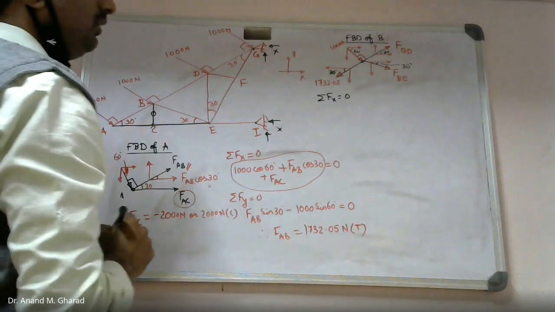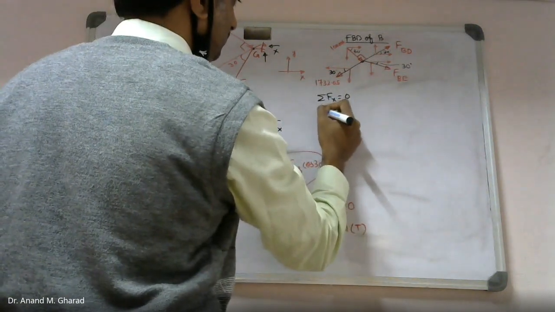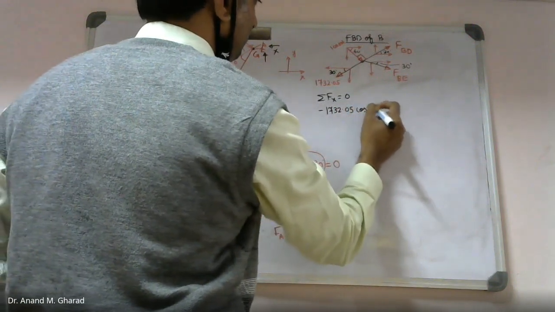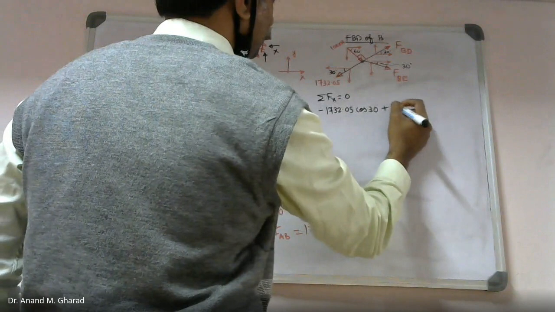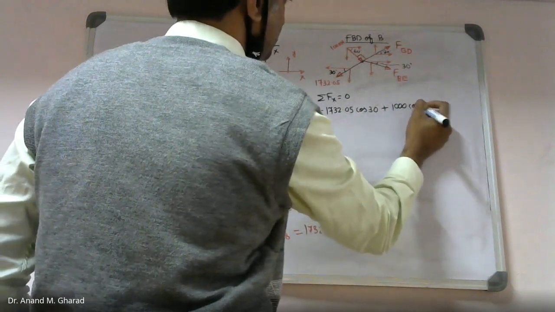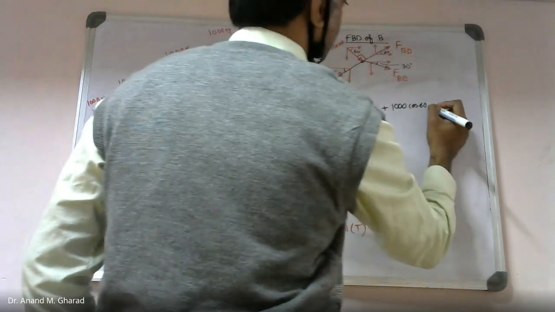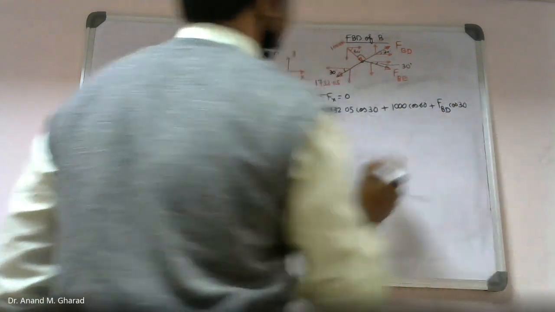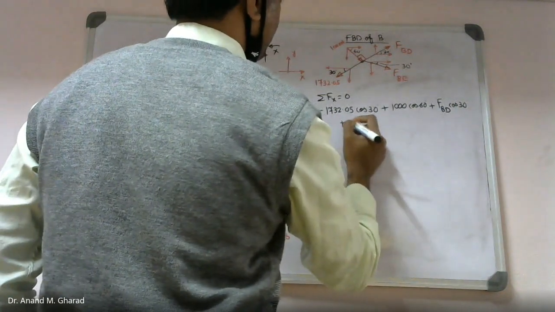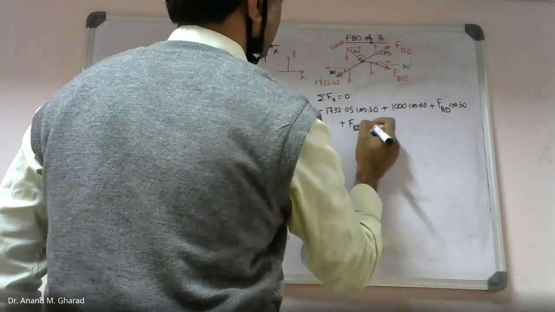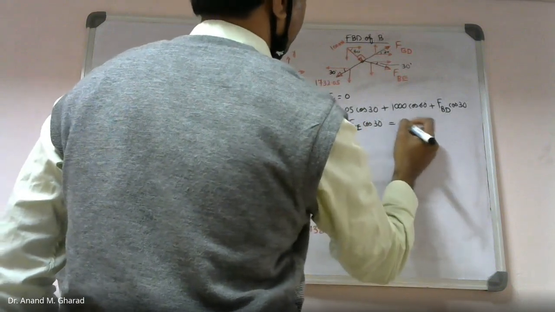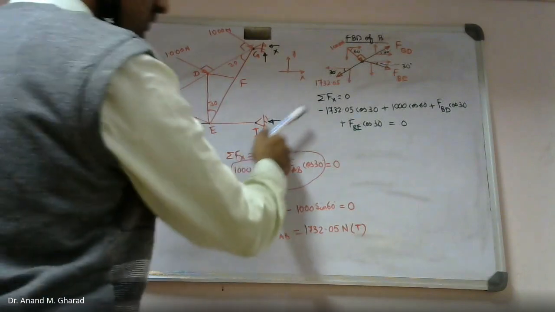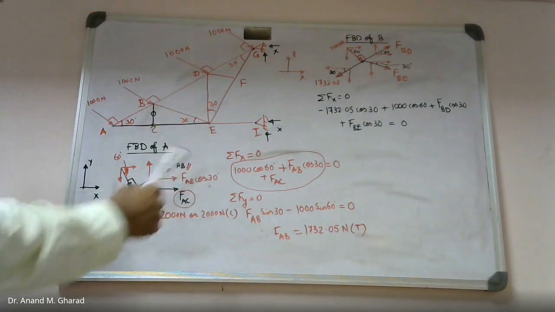So based on this free body diagram, now make use of this equation, summation Fx equal to 0. I will write down all the values. 1732.05 cos 30, that is negative, plus 1000 cos 60, which is positive, plus FBD cos 30 plus FBE cos 30 equal to 0. Please correct me if I am wrong. Okay, just check the equation, whatever I have written.